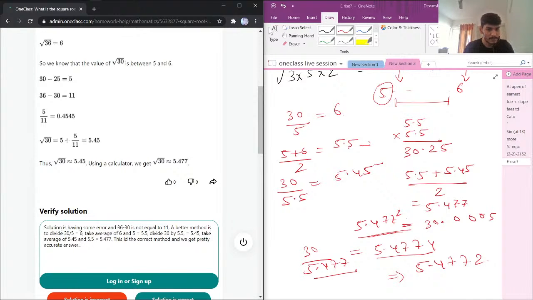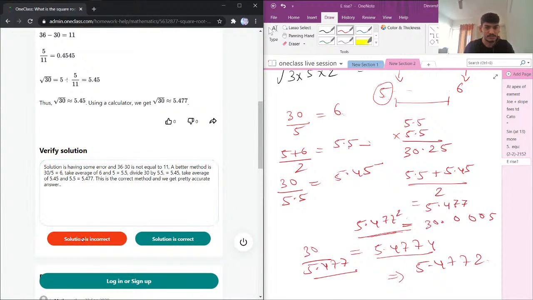So the solution is having some error, and 36 minus 30 is not equal to 11. A better method is to divide 30 by 5, which equals 6. Take the average of 6 and 5, equal to 5.5. Divide 30 by 5.5, equal to 5.45. Take the average of 5.45 and 5.5, which is equal to 5.477. This is the correct method, and we get a pretty accurate answer. This solution is incorrect.